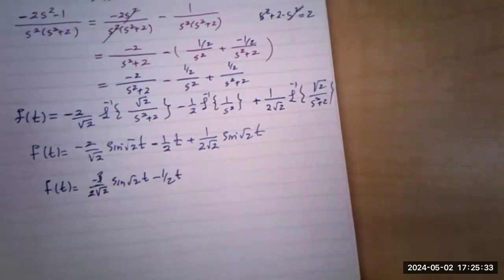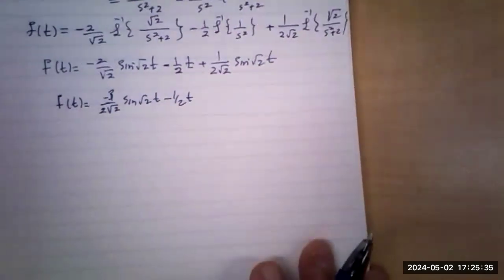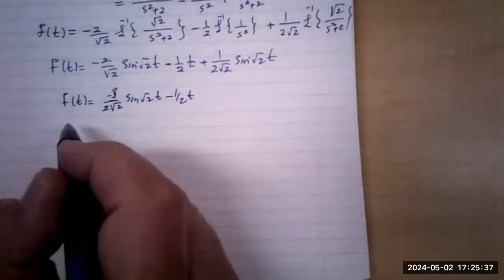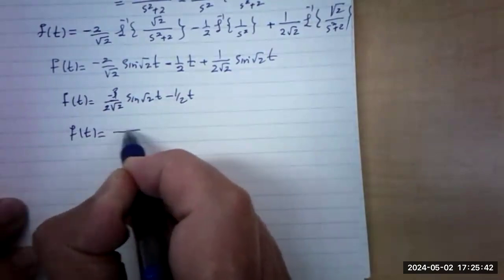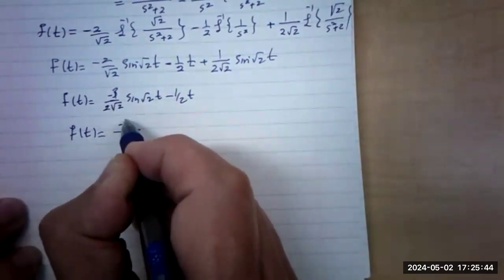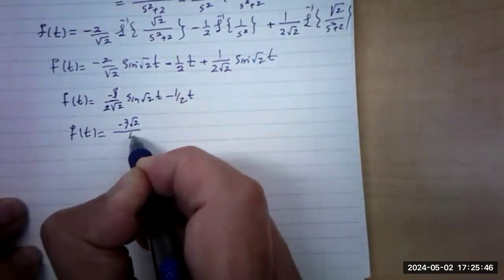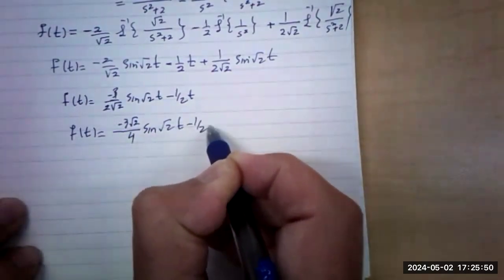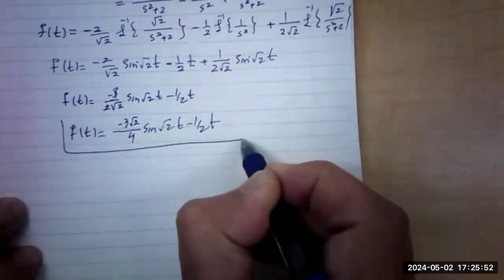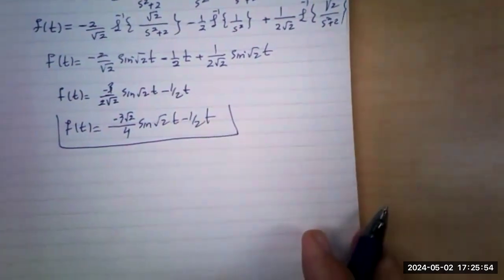Some people like to do the radical 2 thing. You can do it if you like, but you don't have to. If you want to, the radical 2 is going to be -3 radical 2/4. You don't have to do this. Sine of radical 2t minus 1/2 of t as the final answer. Okay.